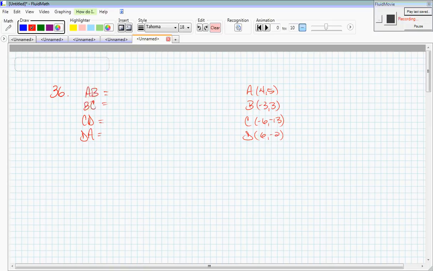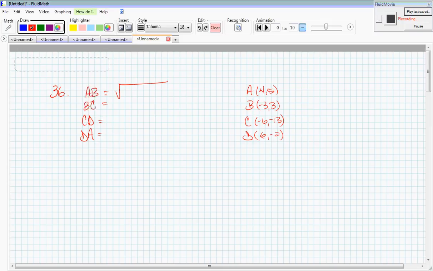So instead of finding the slopes and the lengths of the diagonals, what we're going to do is find the lengths of the sides. So we're going to use the distance formula. We're going to find the length of side AB, BC, CD, and AD or DA. Okay, distance formula: square root of y2 minus y1 squared plus x2 minus x1 squared.